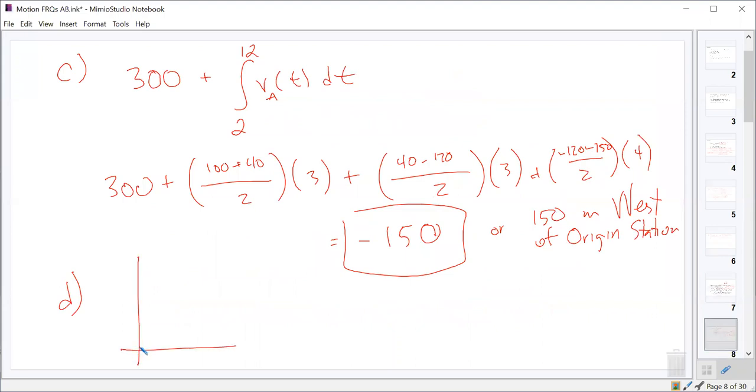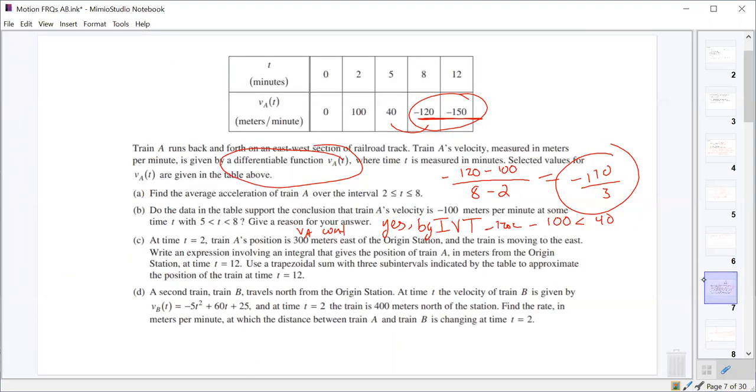Here's our picture. Here's origin station. And let's see here. Train A is going this way. It started 300 meters. And this one at t equals 2 is, what was it, 200 meters? 400 meters? 700 meters? 1,000 meters? 400. 400 meters. Great.